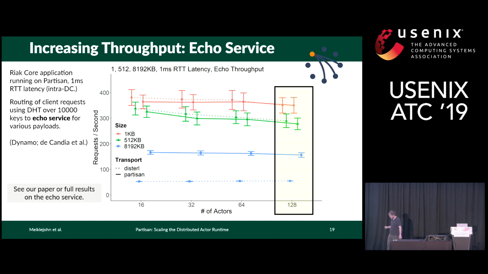If we focus in on 128 actors, we see that we're roughly the same performance when there's red and green, when we have 1 kilobyte and 512 kilobytes. And then finally, with 8 megabytes, we get a 2.84x improvement.